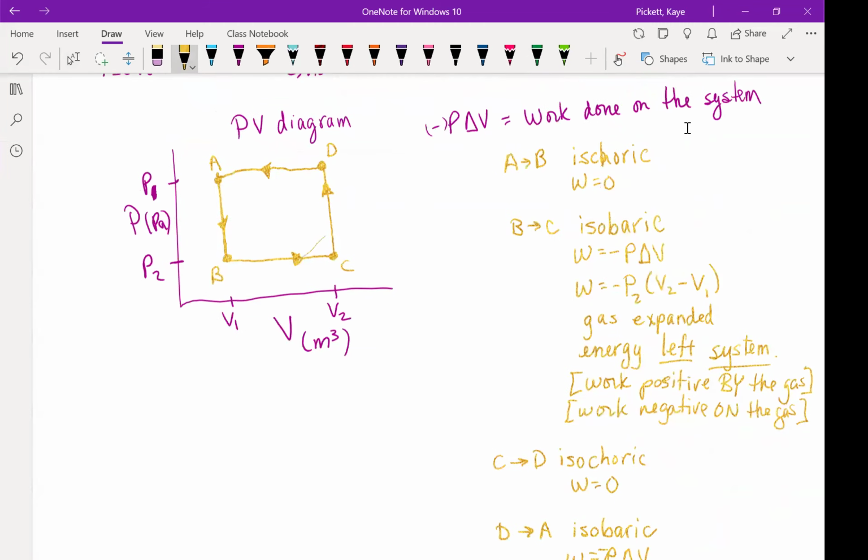So what we're going to do now is we want the work done for the cycle, work from A to B to C to D. Well, what you're going to do is add the work from A to B, plus the work from B to C, plus the work from C to D, plus the work from D to A. Well, A to B is 0, C to D is 0. And so now I just have to add those two. Well, one of them's negative, one of them's positive.